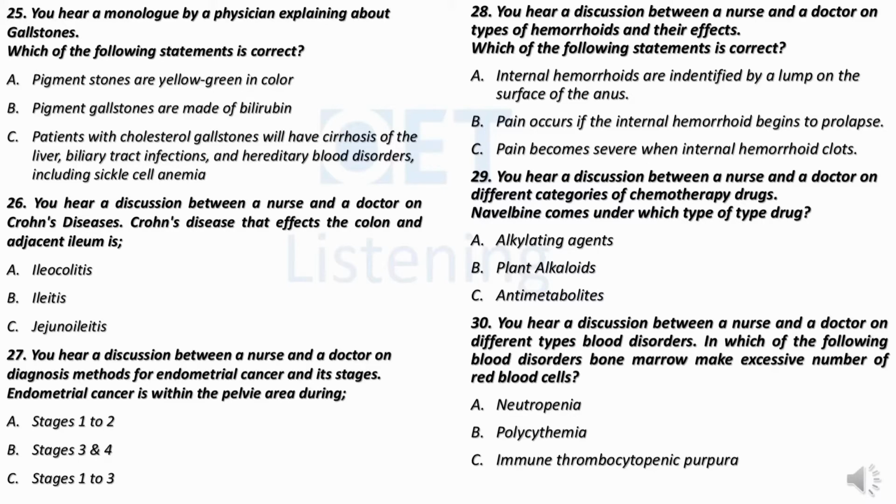The most common types of Crohn's disease are ileocolitis that affects the colon and adjacent ileum, jejunoileitis affects the jejunum, ileitis affects the ileum, Crohn's granulomatous colitis affects the colon, gastroduodenal Crohn's disease affects the stomach and adjacent duodenum.